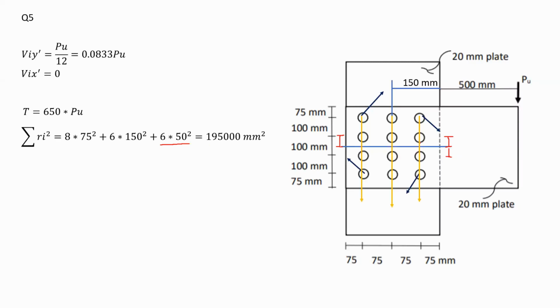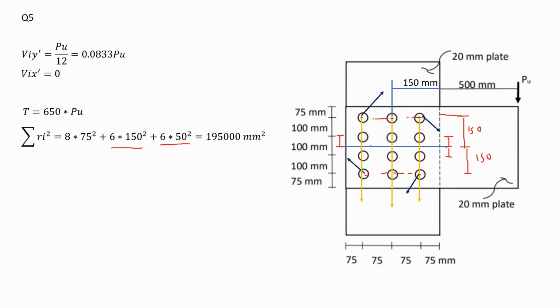What else do I have? I have this group of bolts and this line over here, and at the bottom I have to consider that distance as well. This distance would be 150: 100 plus 50, that's 150 over here, and there is another 150 there. So 150 squared multiplied by how many bolts you have at this distance. I have 6 bolts, so 6 multiplied by 150 squared.